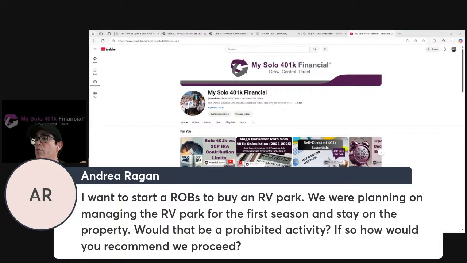I want to start a ROBS to buy an RV park. So that wouldn't be done through a self-directed IRA, just to be clear. You can't use an IRA to fund a business. We were planning on managing the RV park for the first season and staying on the property. Would that be a prohibited activity?